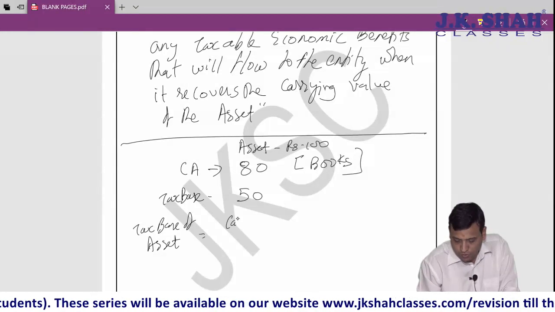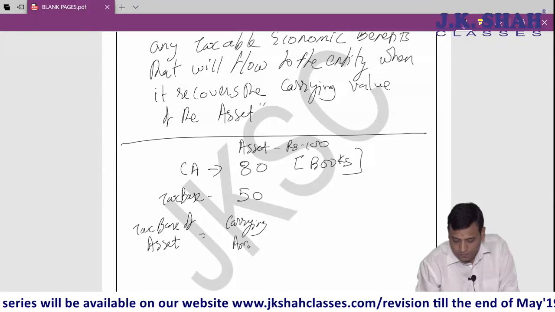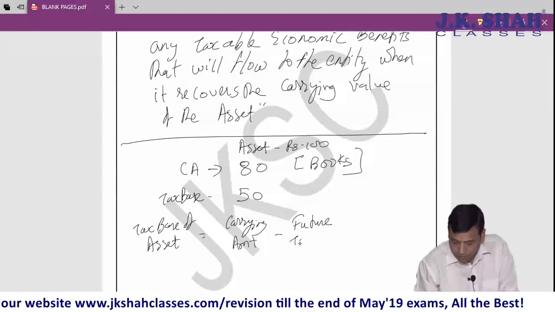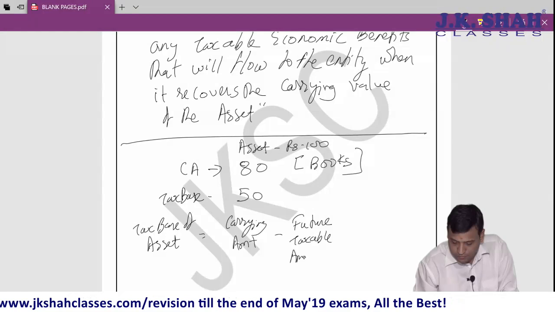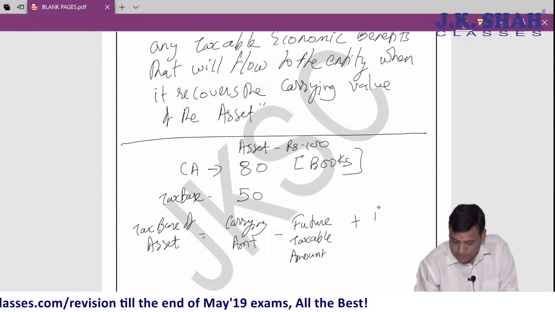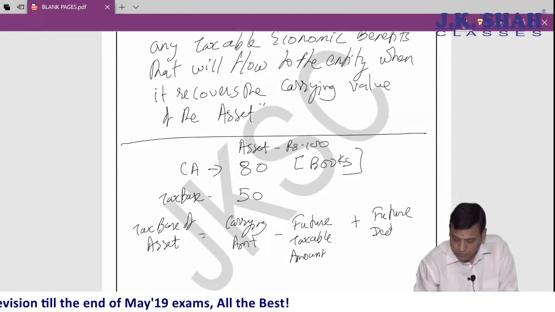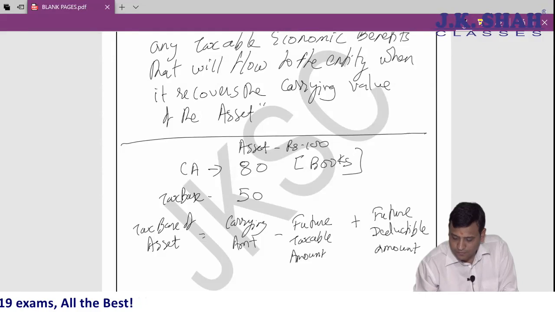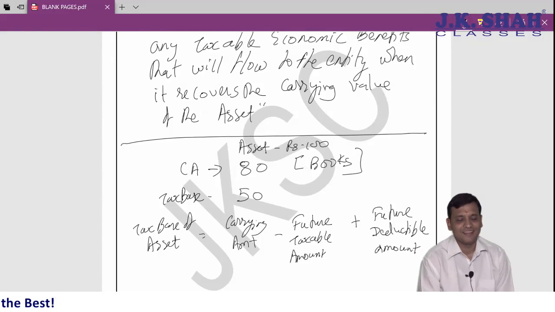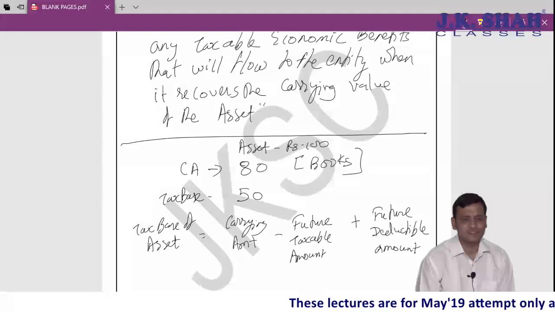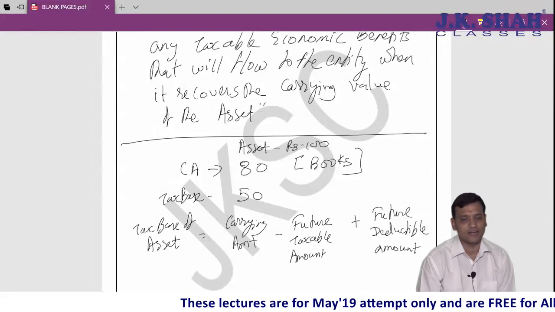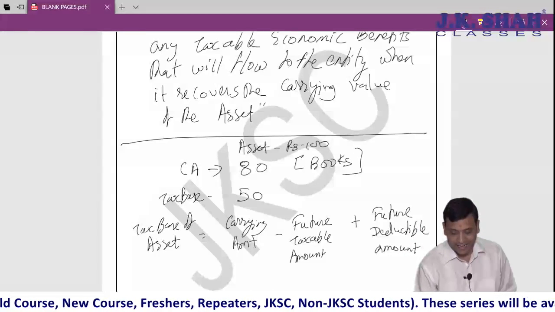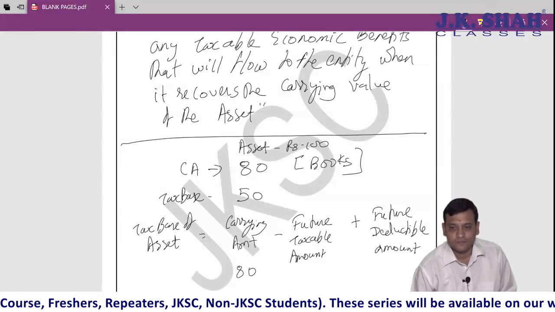Tax base of an asset equal to the carrying amount minus future taxable amount plus future deductible amount. I am not writing, so don't use that word. What will be the value of the asset in the tax? There is differentiate and as per books of accounts. Carrying amount. Look. What is the carrying? Carrying amount is 80. Yes or no?